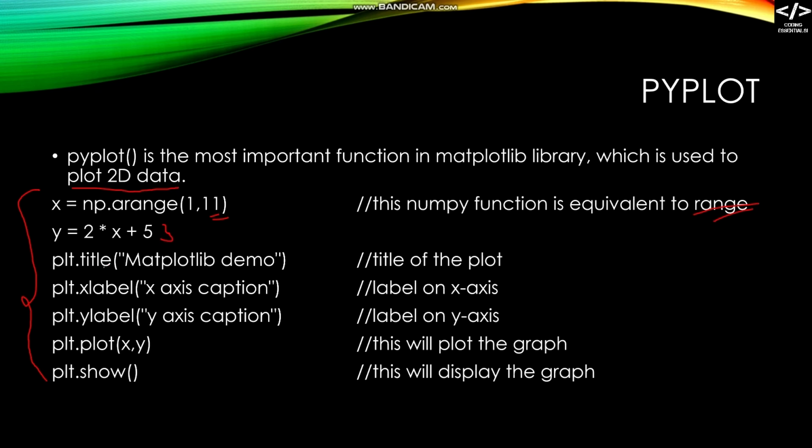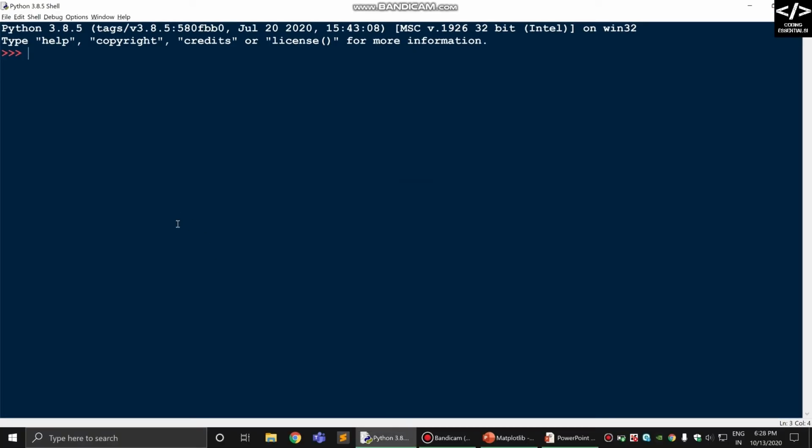Then plt.title will give the title to the plot. Then xlabel will give the caption to the x-axis. ylabel will give the caption to the y-axis. And plt.plot will plot the graph, but it won't show until you call the function plt.show. Let me show you in the shell what happens.